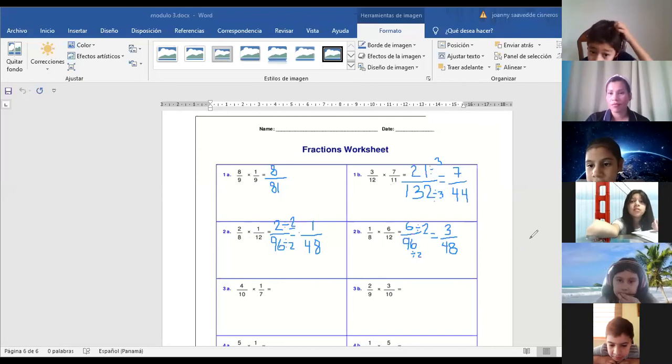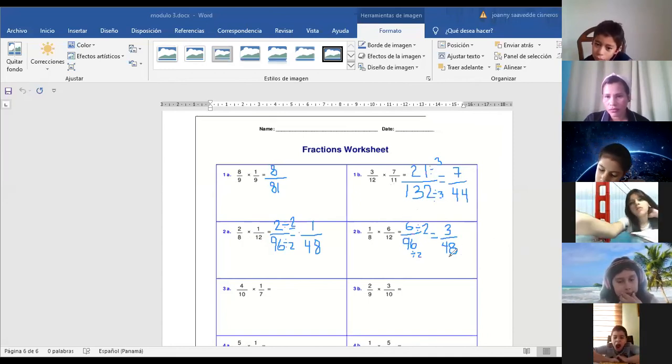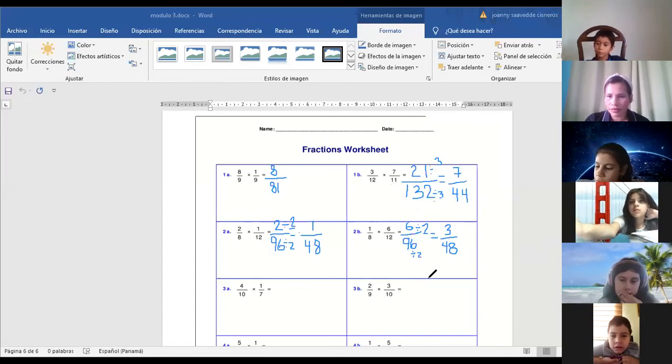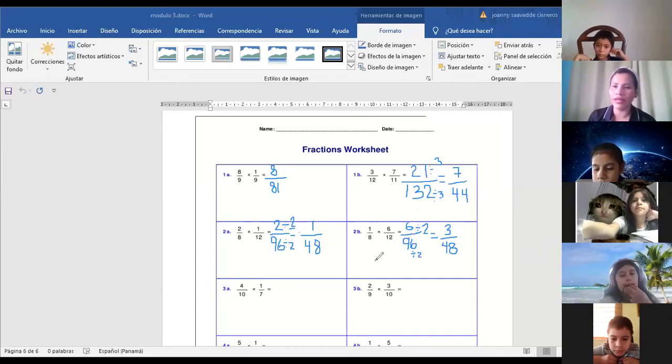Teacher, I have one question. Why are 6 and 96 even numbers? Yo dije que son pares. Por eso los estamos dividiendo en la tabla del 2. Porque los dos son pares. ¿Cómo así que son pares? Pues los que terminan en 2, 4, 6, 8 y 0 son pares. Los podemos dividir en la tabla del 2.